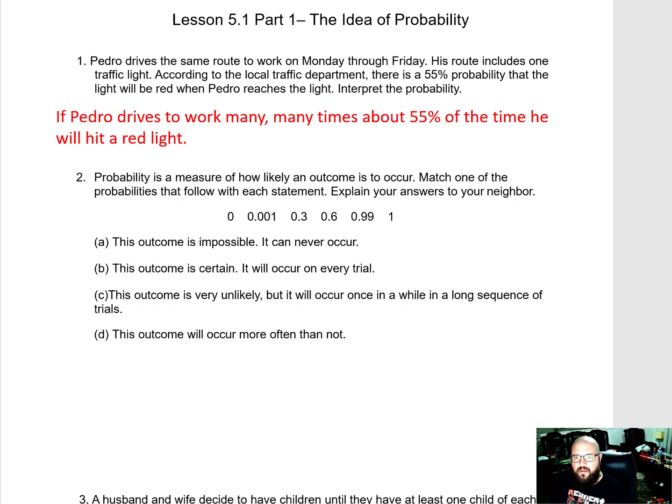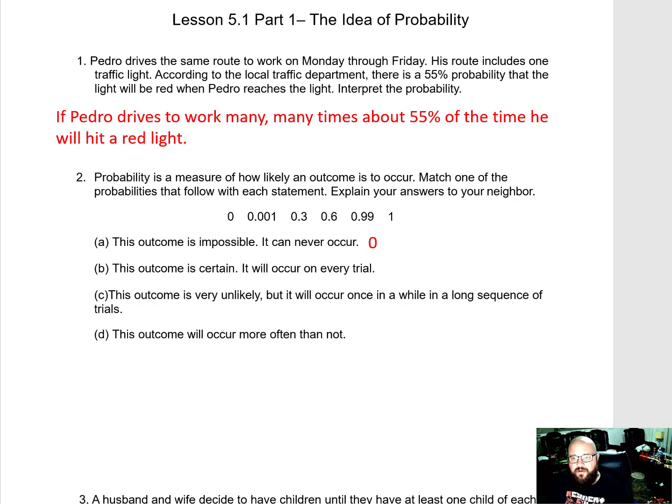Now, part 2 here, probability is a measure of how likely an outcome is to occur. Match one of the probabilities that follow with each statement. Explain your answers to your neighbor, okay? Well, we're going to just explain this overall since we're not in class. So for A, it says the outcome is impossible. It can never occur. With that, we're going to simply have 0, right? The probability of 0 is saying it's never going to occur. So therefore, the outcome is impossible.